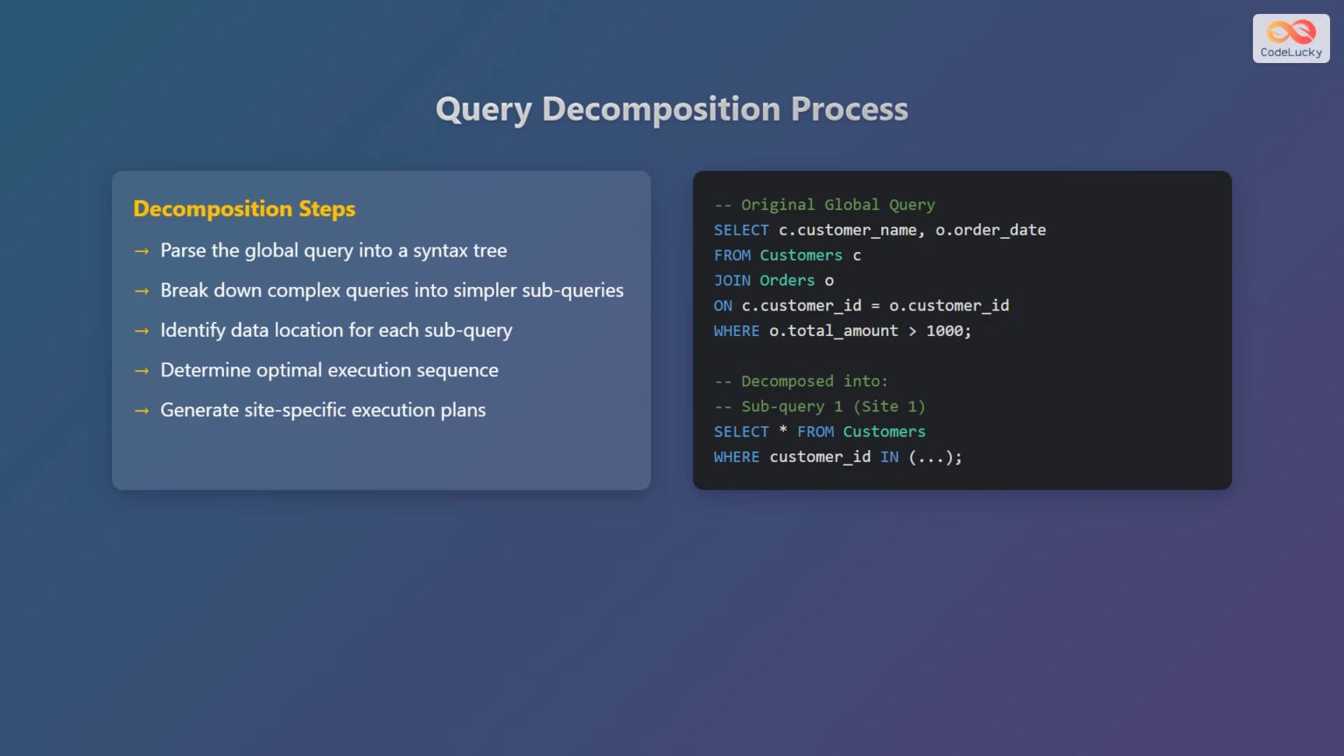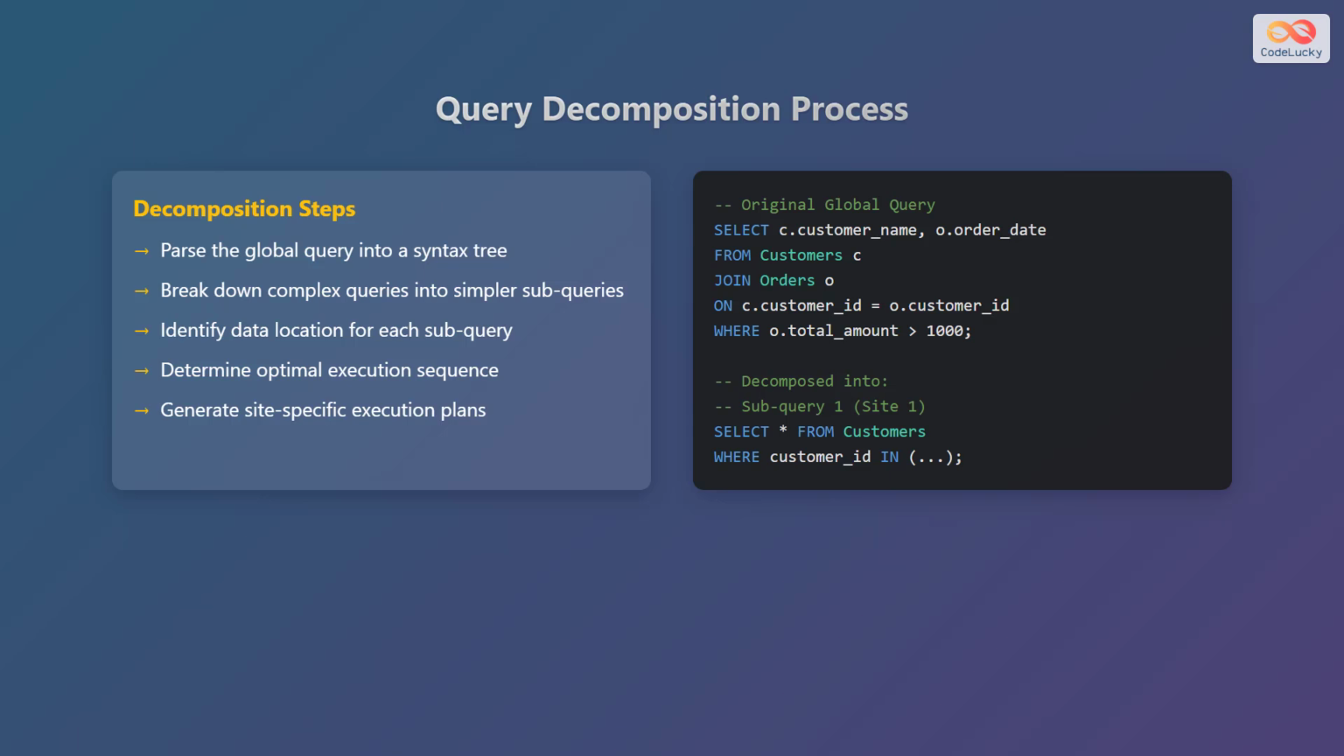Let's delve deeper into the query decomposition process. It consists of several steps. First, the global query is parsed into a syntax tree, which represents the structure of the query. Second, complex queries are broken down into simpler subqueries that can be executed independently. Third, the data location for each subquery is identified, determining which sites hold the relevant data.